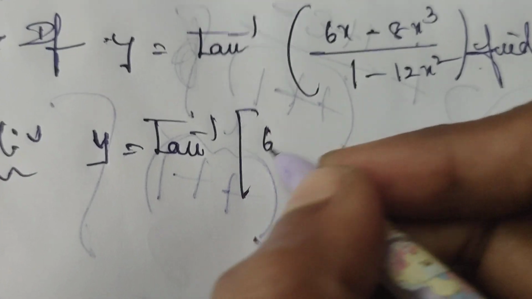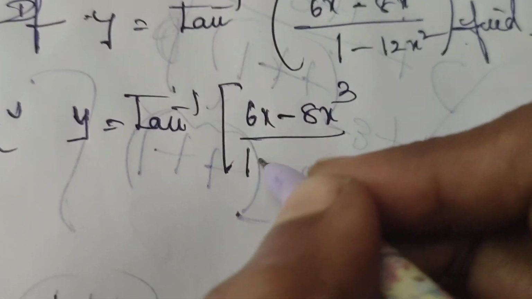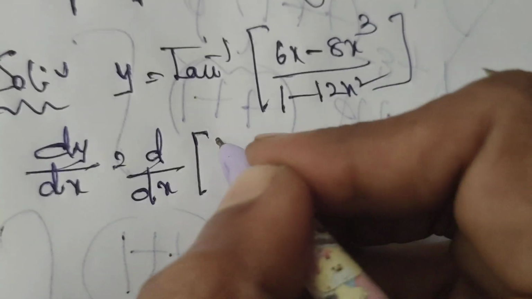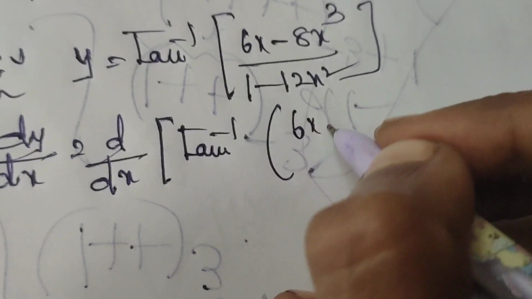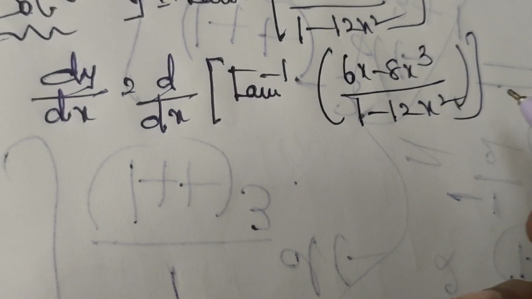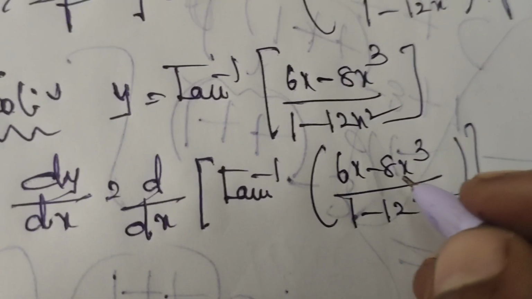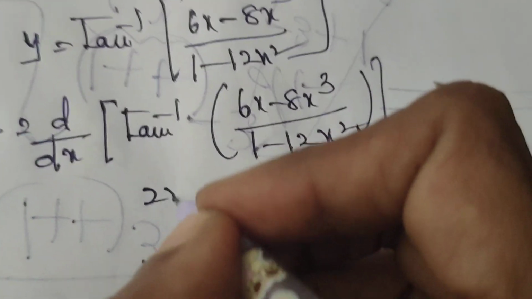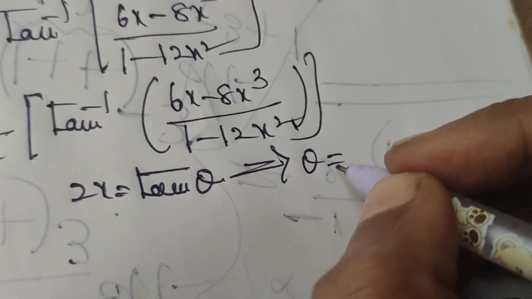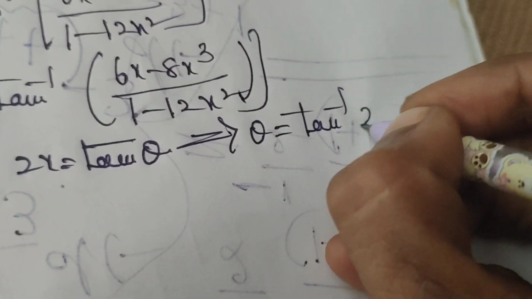So here write once again the given problem. What is the given problem? y equals tan inverse of 6x minus 8x cube by 1 minus 12x square. Okay, here find dy by dx, that is d by dx of tan inverse of 6x minus 8x cube by 1 minus 12x square. Okay, now here also the substitution method: put 2x equals tan theta, then theta equals tan inverse 2x.